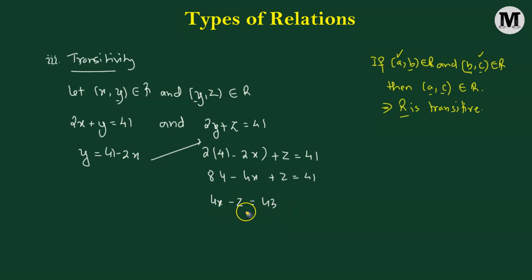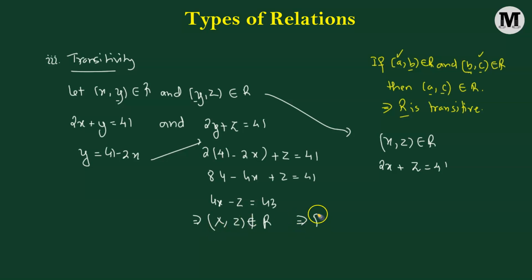Now clearly this is not the required equation. If we assume that R is actually transitive, then according to the definition we should have gotten x comma z belonging to the relation R, which means our equation should have been of the form 2x plus z equals 41. But what we are getting here is 4x minus z equals 41. This clearly tells us that the ordered pair x comma z cannot belong to the relation R. In other words, we have shown that R is not transitive as well.